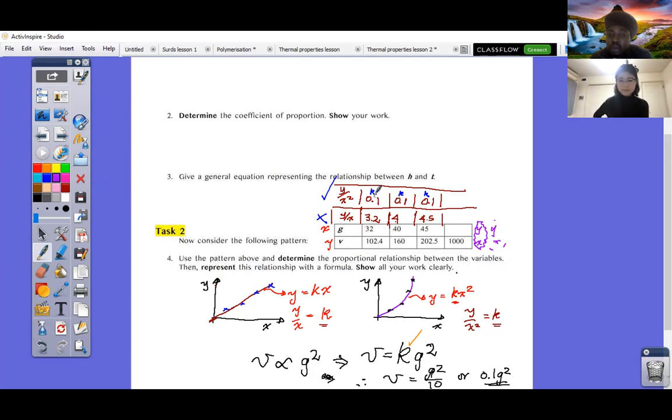So the k values are going to be different, because now, if you're dividing by that, you're going to have a relationship that says g, but now you'd be using a square root relationship.